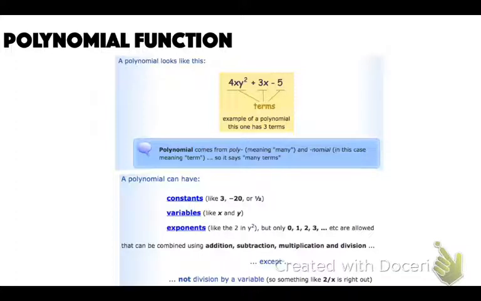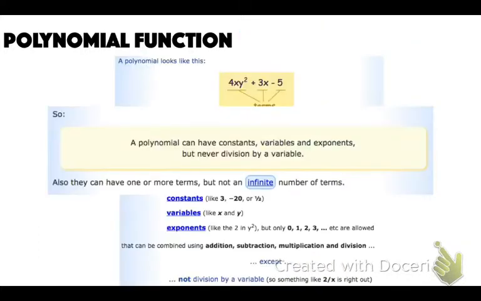Except you can't divide by just one variable. So 2 over x is not right. So a polynomial can have constants, variables, and exponents, but never division by a variable. And it can also have many terms, but they can't be infinitely many terms. So it can't go on forever.